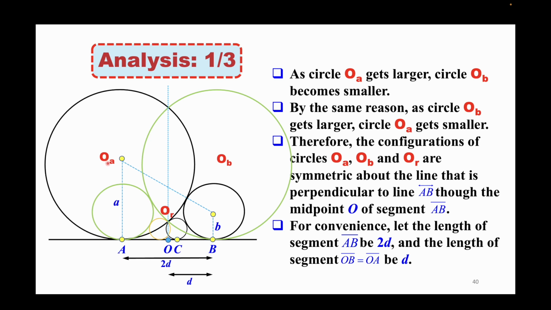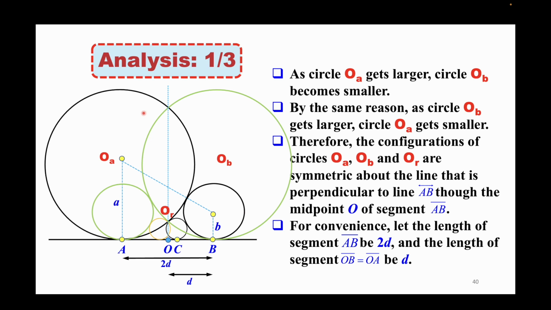So if A and B are equal, R is a quarter of A or B. So this configuration is symmetric about the midpoint of A and B. Actually, the whole configuration is symmetric with respect to the line perpendicular to AB and through the midpoint O of AB. So this is OA and this is OB.